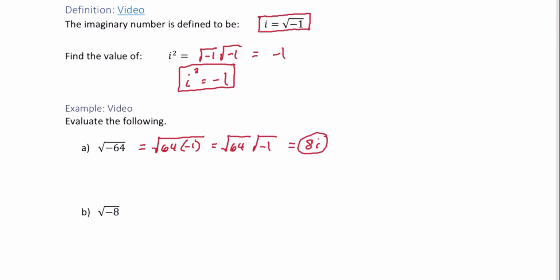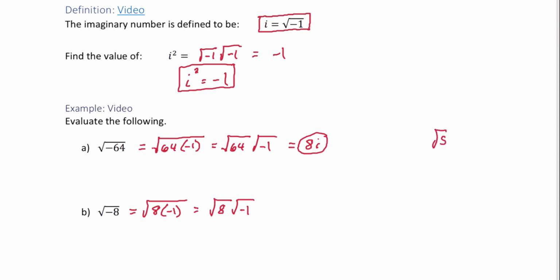In the next example, we can rewrite this as the square root of 8 times -1. Then we can break apart the radical: square root of 8 times the square root of -1. Notice this time 8 is not a perfect square. That's okay. Sometimes we can still simplify numbers that are not perfect squares, like 8. So I'm going to do that off to the side.